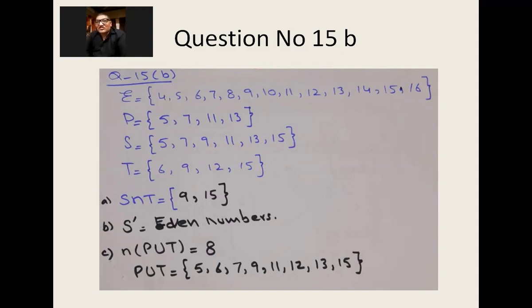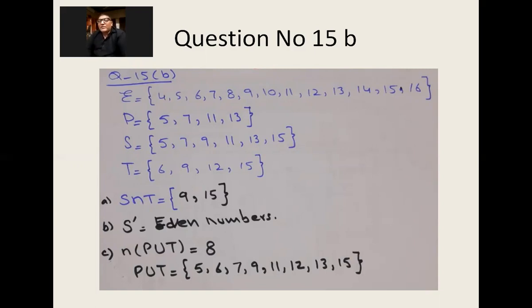And the next question is, what is the S complement? S complement means the members in the universal set which are not present in S. So that will be 4, 6, 8, 10, 12, 14, 16. So they are even numbers. All the even numbers are there.